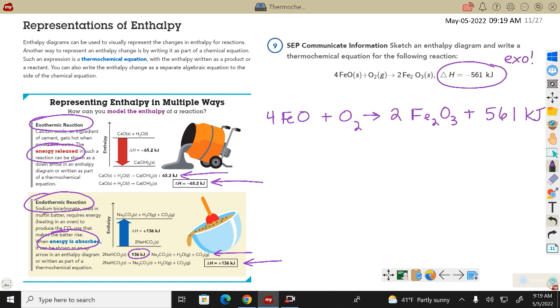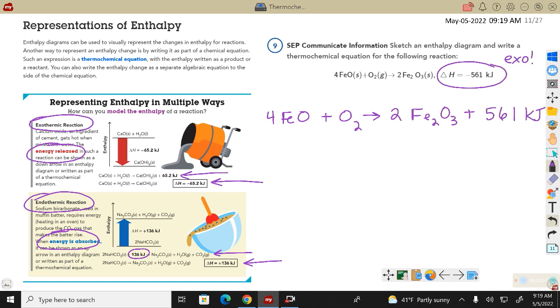So there are 2 ways that you can see the energy term written in a reaction. Maybe they'll just put it at the end and say delta H equals. Then if it's positive, it's endothermic, energy absorbed. If delta H is negative, it's exothermic, energy released. Or they might put it in as a reactant or a product.